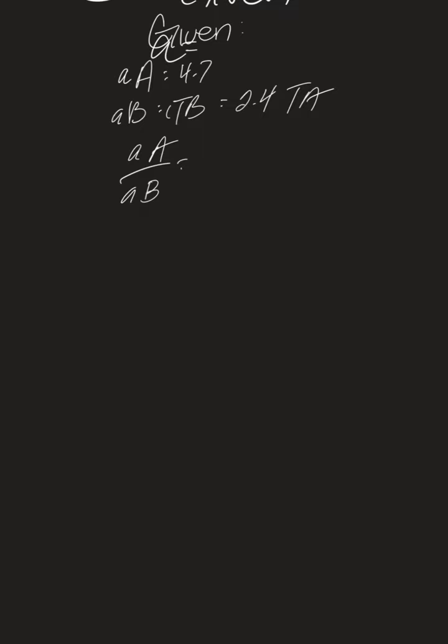So the question states, two particles A and B are in uniform circular motion about a common center. The acceleration of particle A is 4.7 times that of particle B. Particle B takes 2.4 times as long for a rotation as particle A. The ratio of the radius of the motion of particle A to particle B is closest to what?